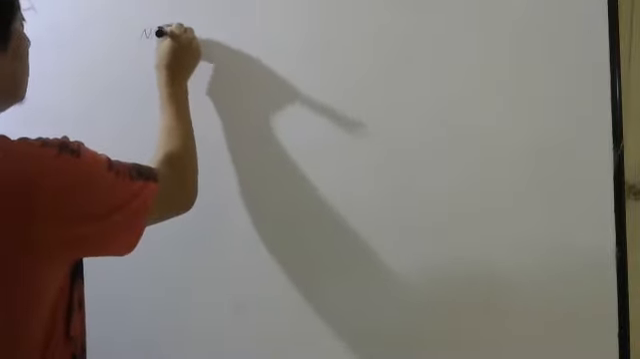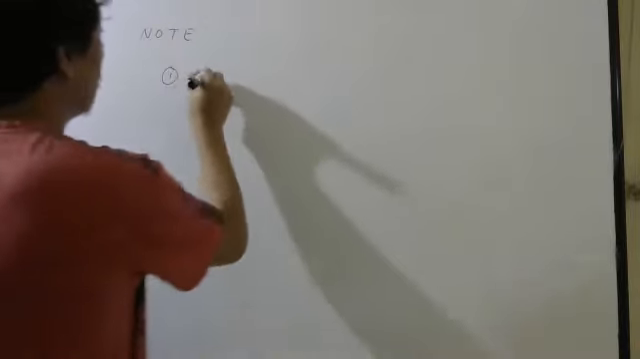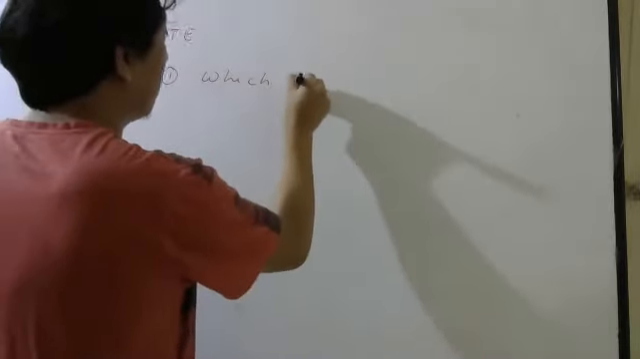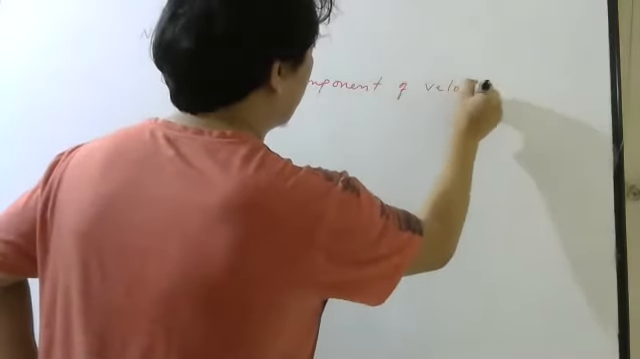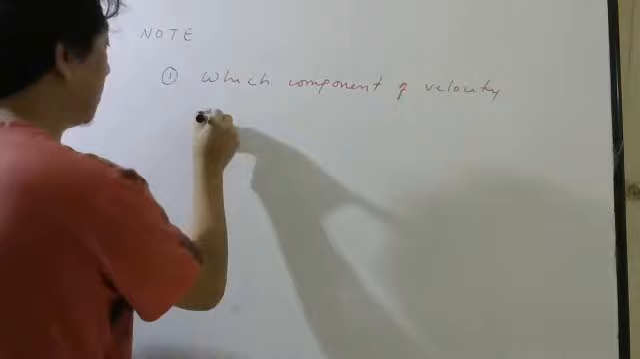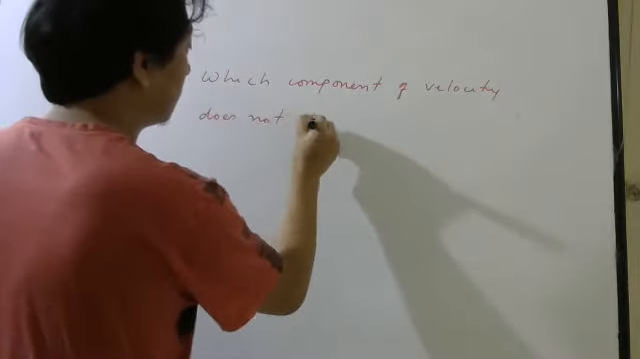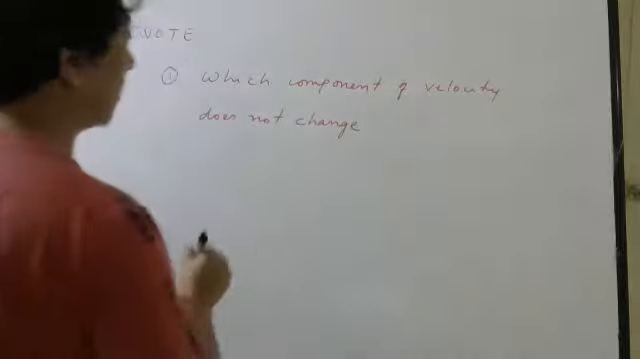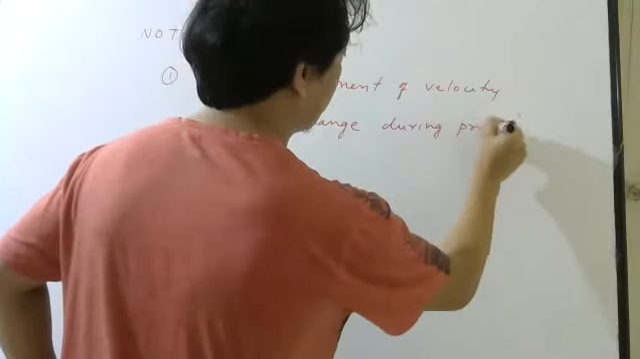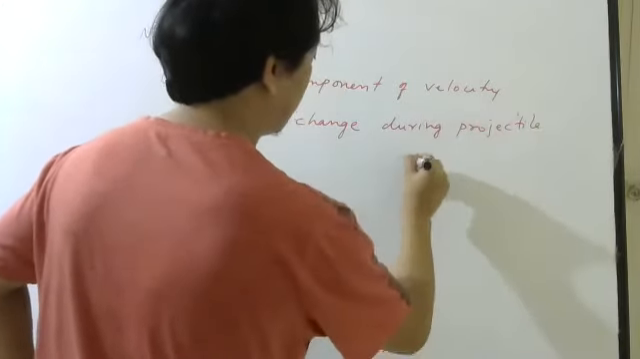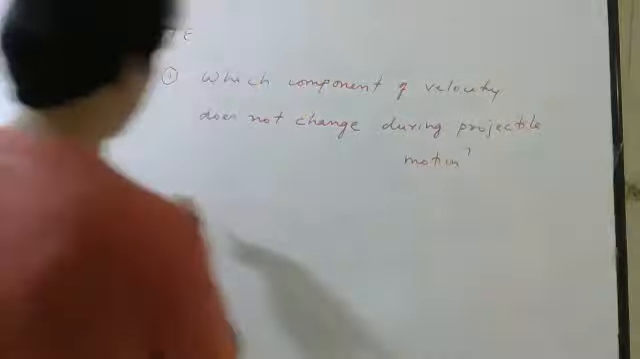Full of examples only we have to do from now on. Now, for 1 mark they may ask one important question. Look here: which component of velocity does not change during projectile motion? For 1 mark, they usually ask this.